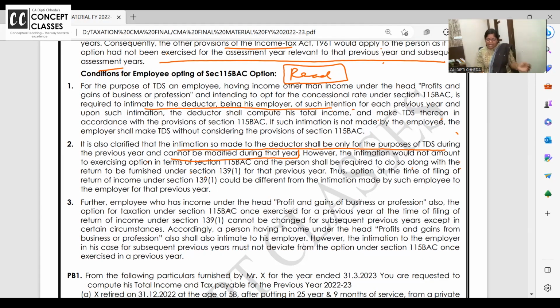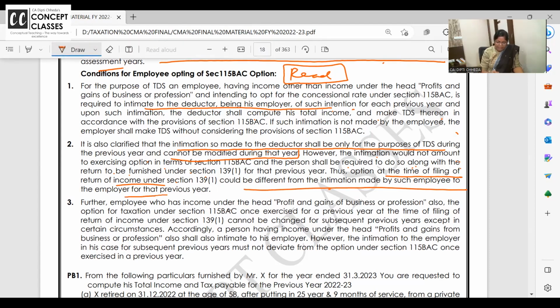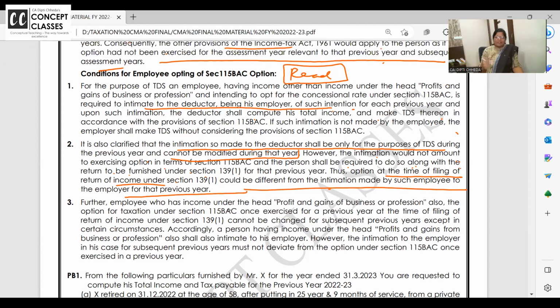Are you getting? However, intimation would not amount to exercising the option means you have intimated to the employer, so you cannot change it during the year. But that does not mean exercising the option for the new regime, and the person shall be required to do so along with the return. Thus, the option at the time of filing the return could be different from what you have intimated to the employer. What language this is! But is it simple or not?